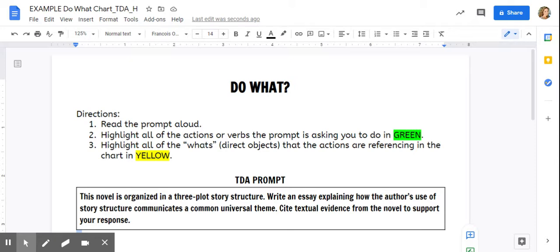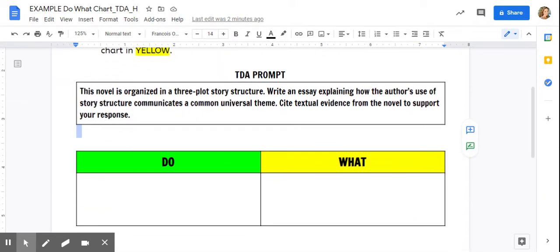So the directions are pretty straightforward. Number one, read the prompt aloud. Number two, highlight all of the actions, or we call those verbs, in the prompt that's asking you to do something. We're going to highlight those in green because green means go and go is an action. And then the third thing we're going to do is highlight all of the direct objects. Those are the what it is you're going to have to do with those verbs, what the verbs are asking you to make or write in this case. You're going to highlight those in yellow. And then we're going to add that information to a chart right below it so that you can see exactly what it is that's being asked of you.